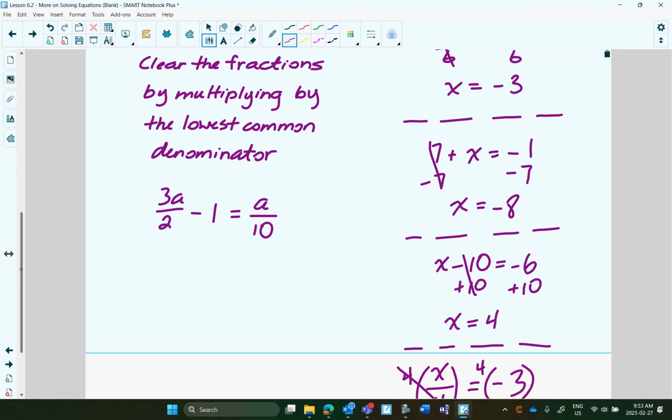What's the lowest common denominator of 2 and 10? In other words, the smallest number that 2 and 10 go into. That's the greatest common factor. 10, right? 10 is the smallest number that both of those go into. So what I'm going to do is, and remember, we have to multiply everything by 10. Everything.